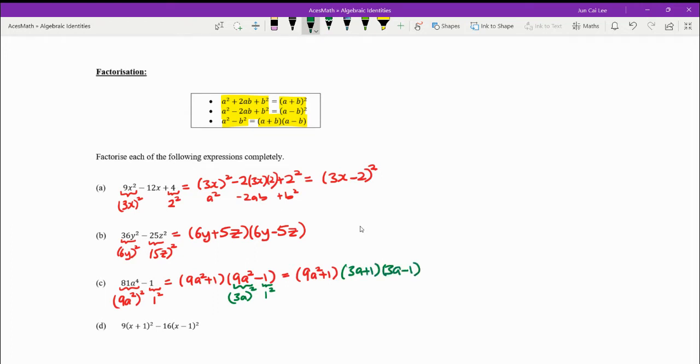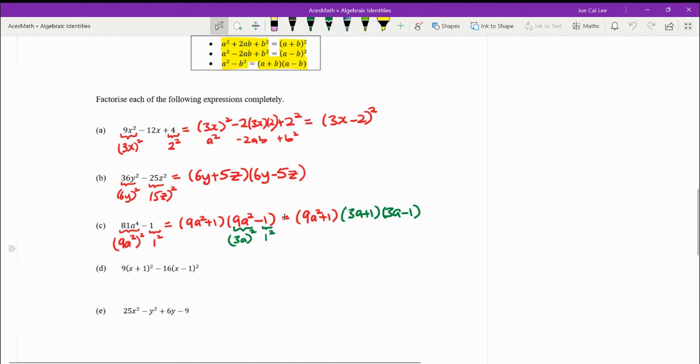So you do this factorization until you find that you can't factorize this anymore. So the three terms over here, 9a squared plus 1, 3a plus 1, and 3a minus 1, it seems that there's no way you can factorize it, at least based on what we have seen so far. So we stop here for part C.